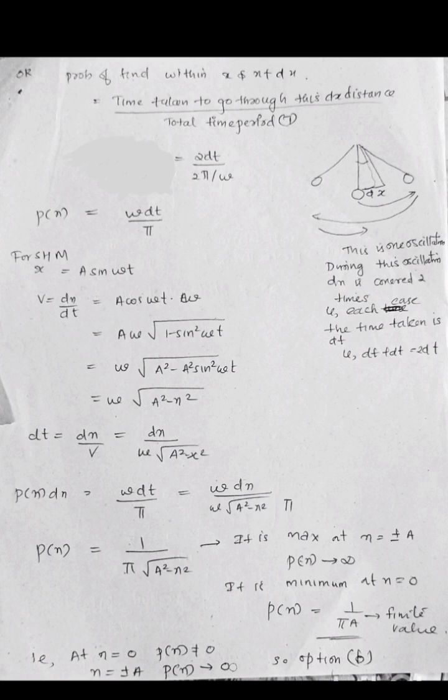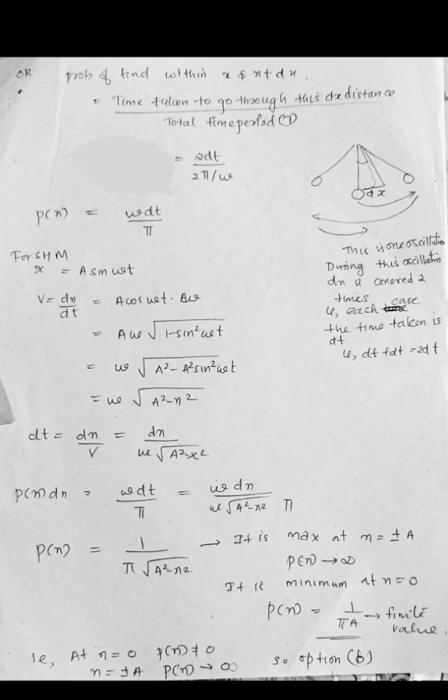Now the time dt is equal to dx by v, because time is equal to distance by velocity. So dt is equal to dx divided by omega square root of a square minus x square. So the probability p of x dx is equal to omega dt by pi, that is equal to omega dx divided by omega square root of a square minus x square into pi. That is p of x is equal to 1 by pi square root of a square minus x square. So this is the probability. This value will be maximum at x is equal to plus or minus a.